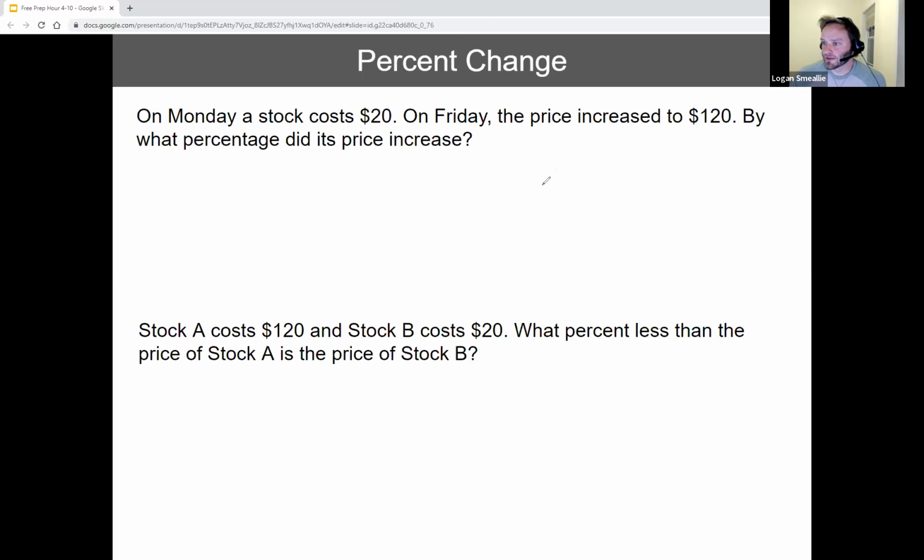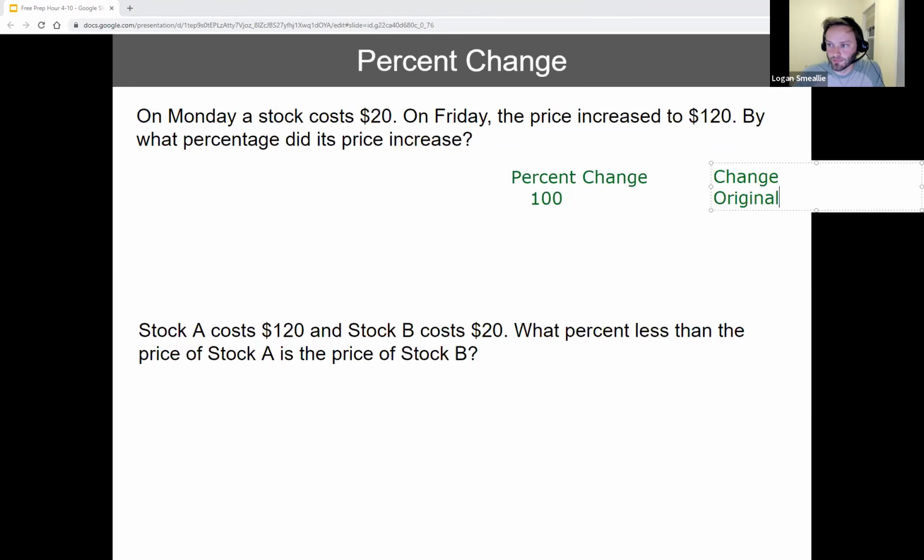And it reads like this. Percent change, actually here, I'll type it out, that'll be a little better. Percent change divided by 100 is equal to change over original. Let me draw in my fraction lines here. Percent change divided by 100 is equal to the change itself over original.